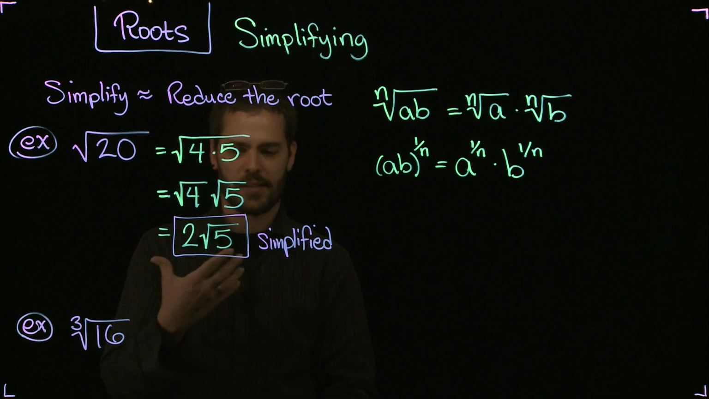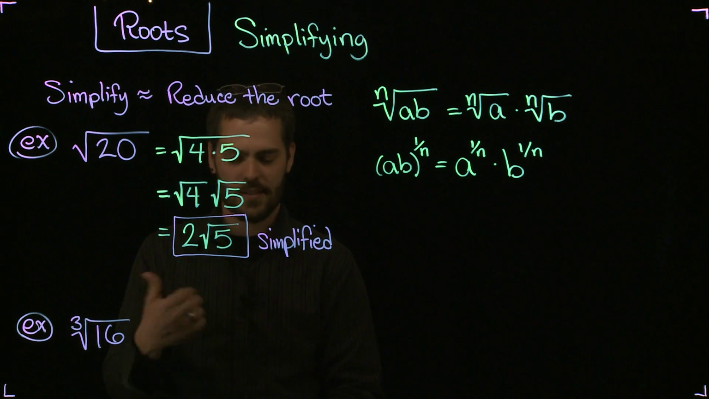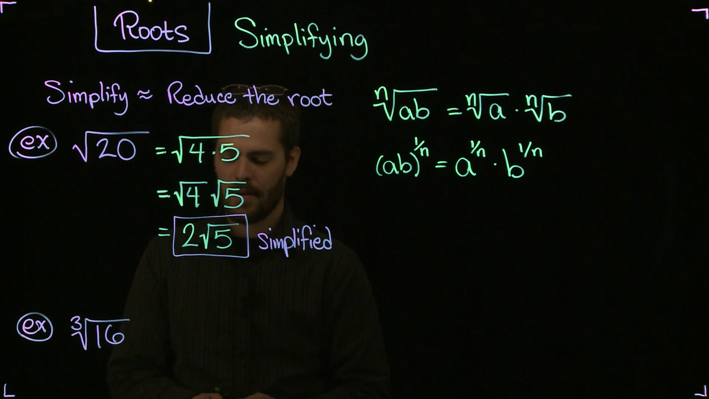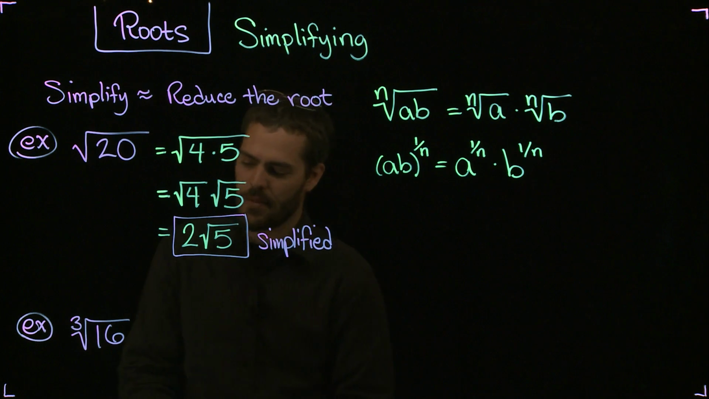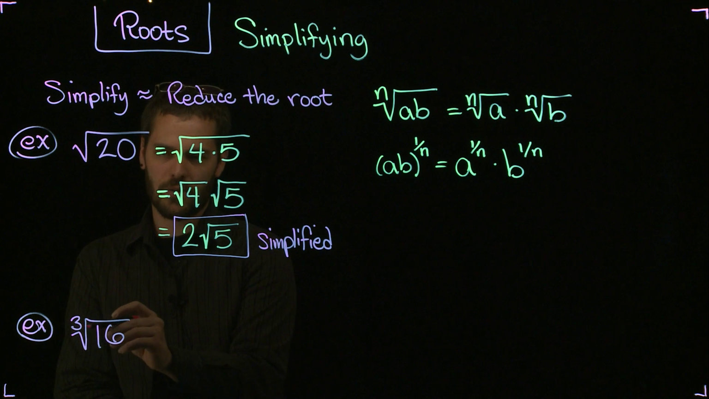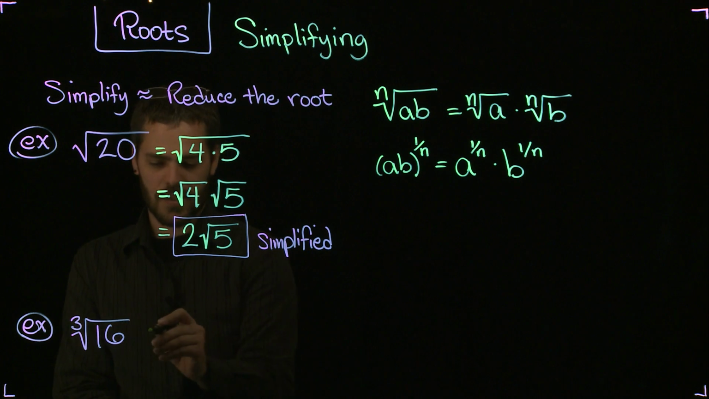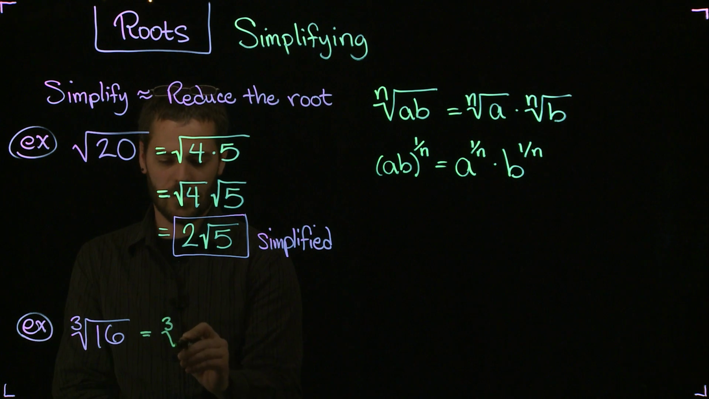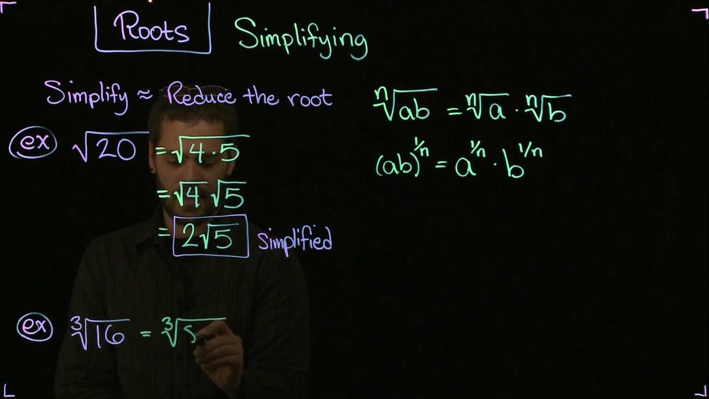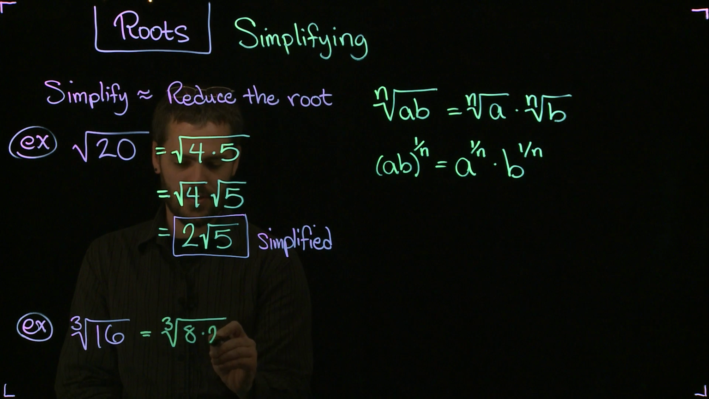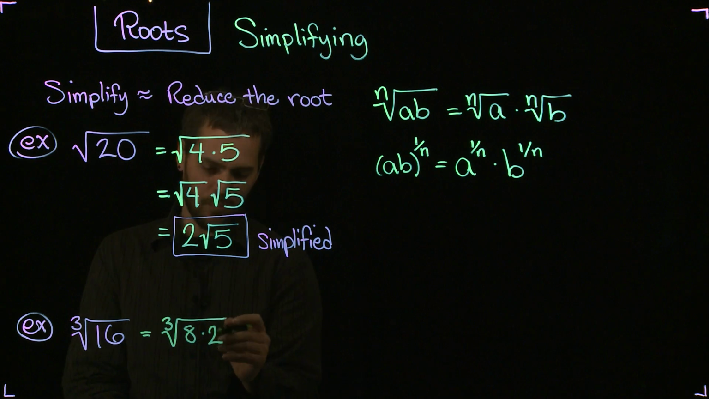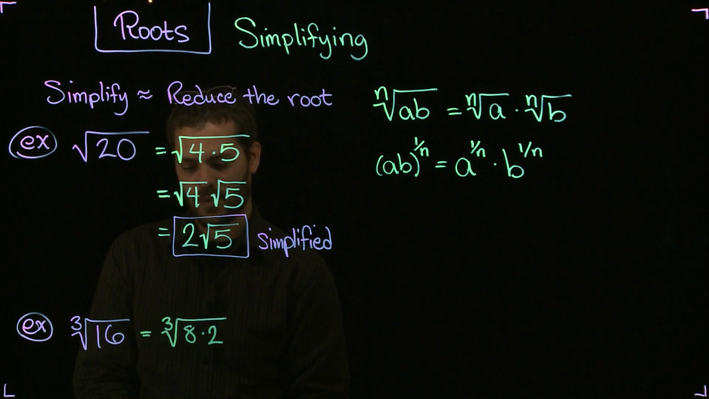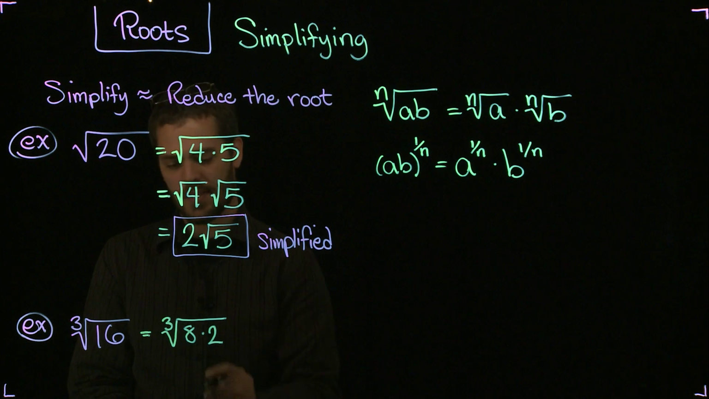16 can be represented as a lot of things, just like 20. It could be 1 times 16, 2 times 8, 4 times 4. But if I'm looking for factors that are perfect cubes, the first thing I think about is 8. Okay, so I can re-represent this as the cube root of 8 times 2. And that's because I remembered that 8 is a perfect cube. 2 times 2 times 2, in fact, is the perfect cube of 8.